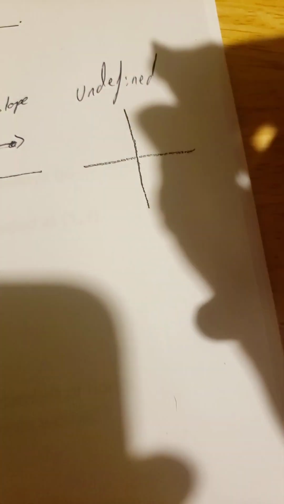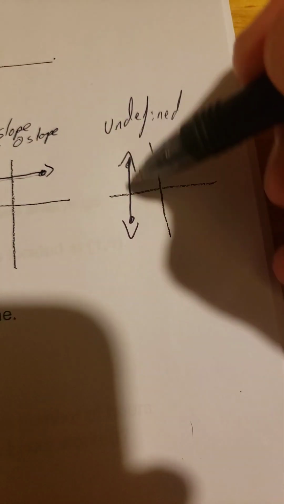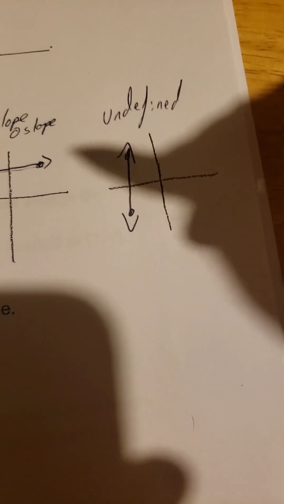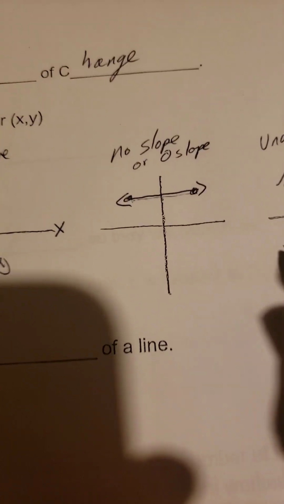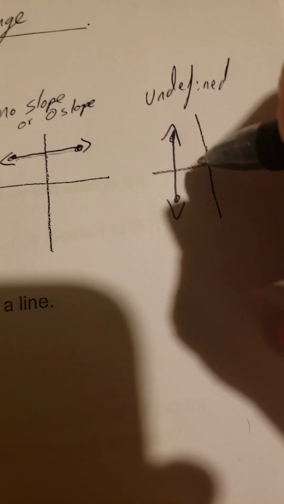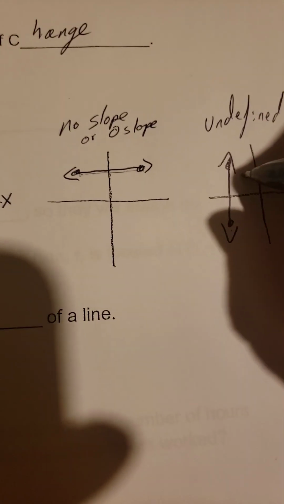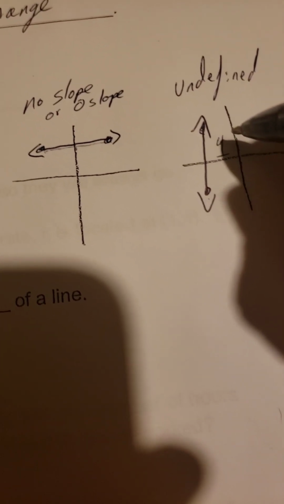Now the last one is called undefined. Undefined is a vertical line. And to understand why this one is what it is, imagine this is straight up and down. I know I skewed off a little bit. The reason why is our definition is the change in y over change in x. Notice from this point here to this one, you increase the y value by whatever amount, let's say 4. Notice my x value does not change. I just went up. I didn't move to the right or left.